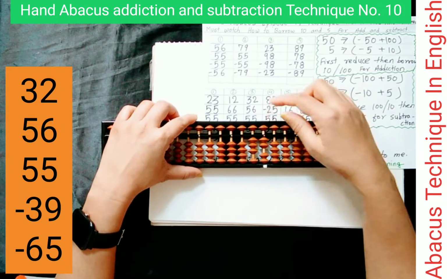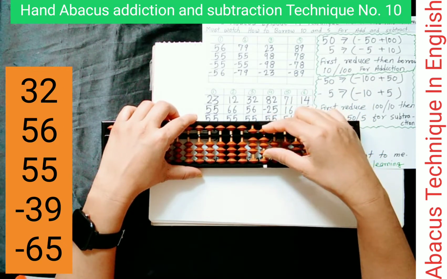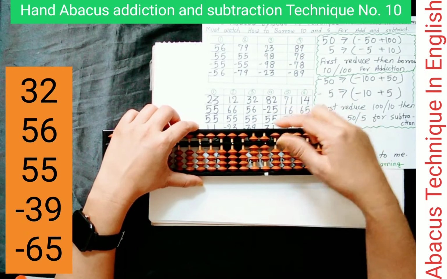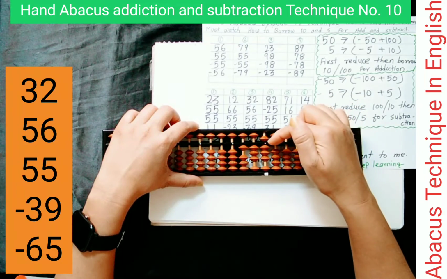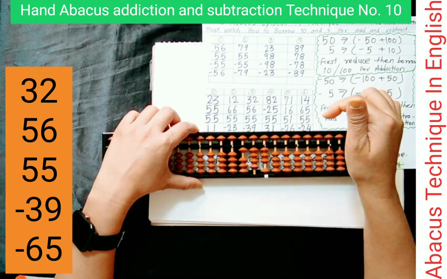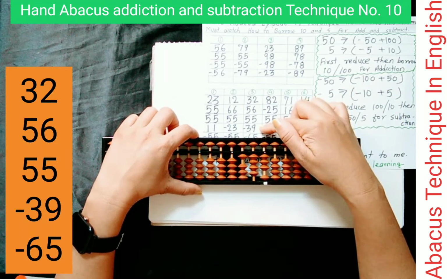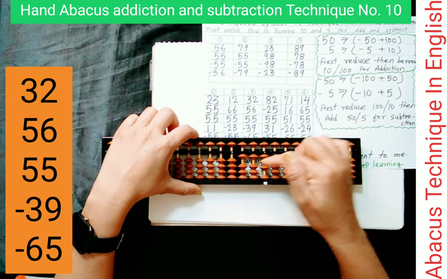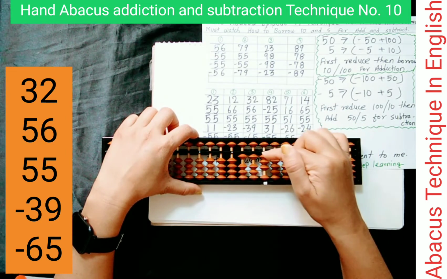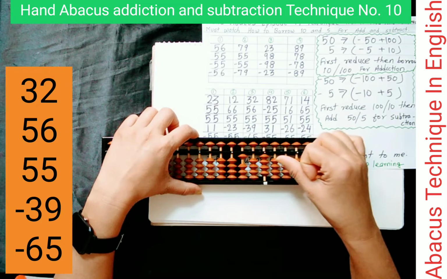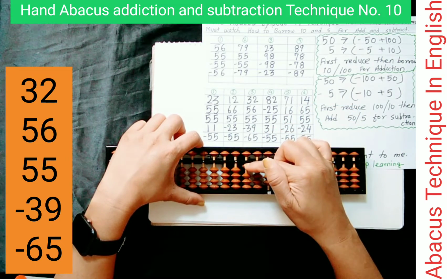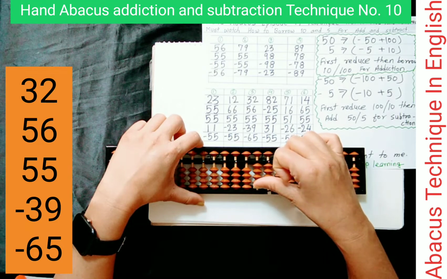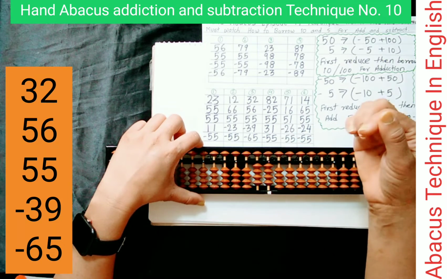32 and 56, this is 50 and this is 6. Add 55, reduce 50, add 100 for 50, and for 5 reduce 5, add 10. Next is reduce 39, 30, and for 9 reduce 10, add 1. To reduce 65, reduce 100 first and add 40 to reduce 60.